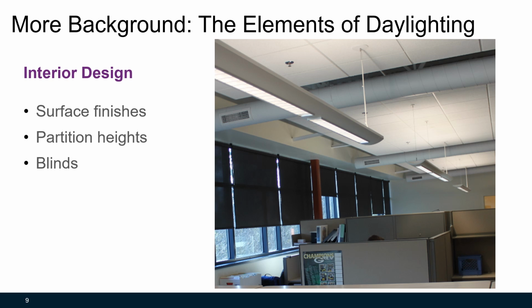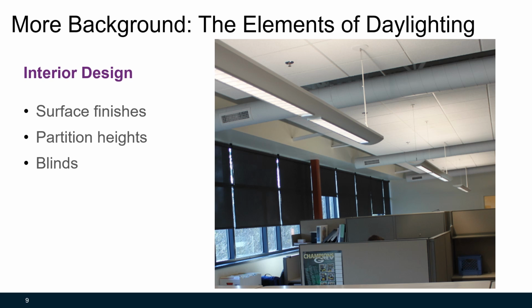Interior design elements that impact daylighting include factors such as the color and reflectance of surface finishes, the height of cubicle partitions, and the type of blinds installed, as once they are lowered, they are often left closed for long periods of time. Lighter finishes with higher reflectances, lower partition heights, and automated blinds or non-opaque blinds can positively contribute to daylighting of interior spaces.